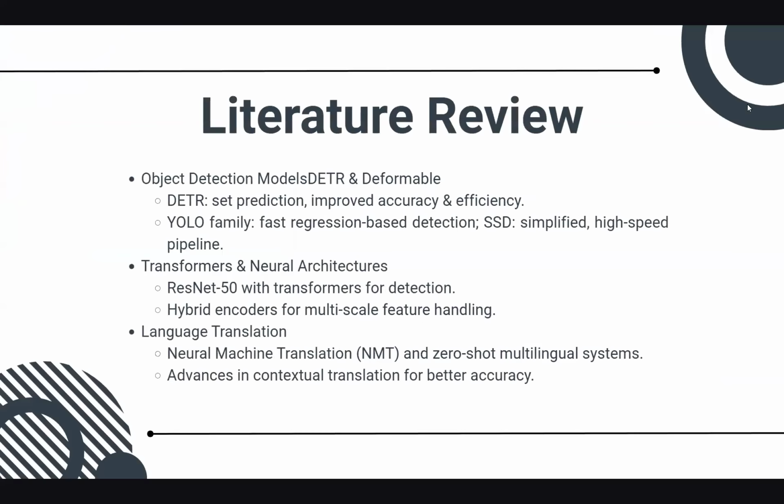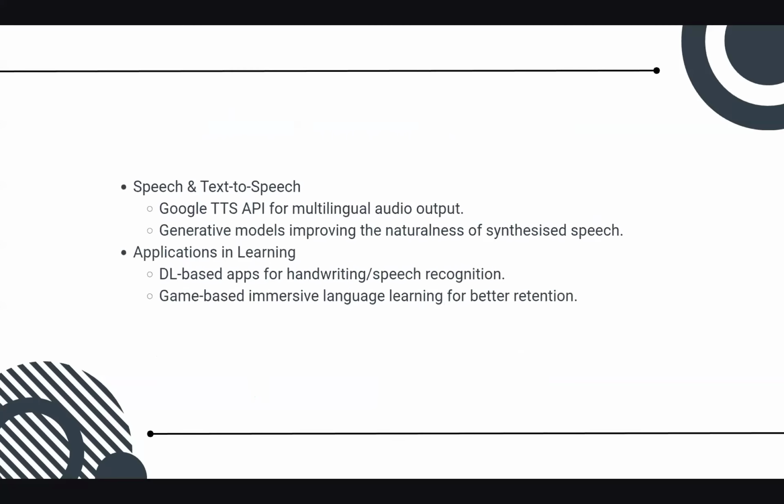Literature review. We focused on object detection first. We looked into multiple model families, the YOLO family and also transformer-based families. From these, we compared multiple models and decided to select one. Next, for language translation, we decided to go with the Google API, which is fast and also very reliable. We have also looked into multiple papers where similar applications were built. There were multiple papers showing that visual learning is better than text-based learning.